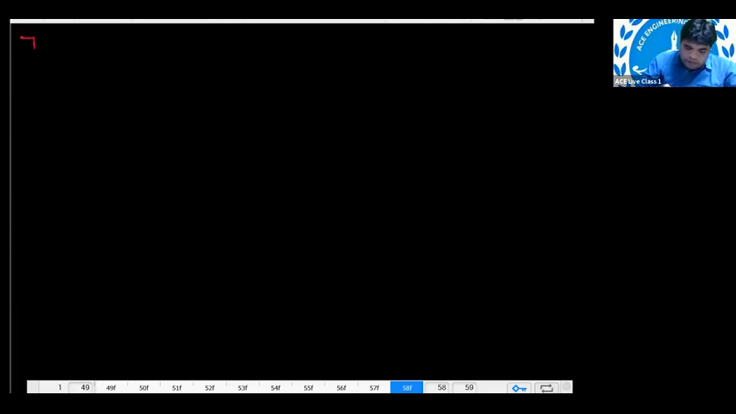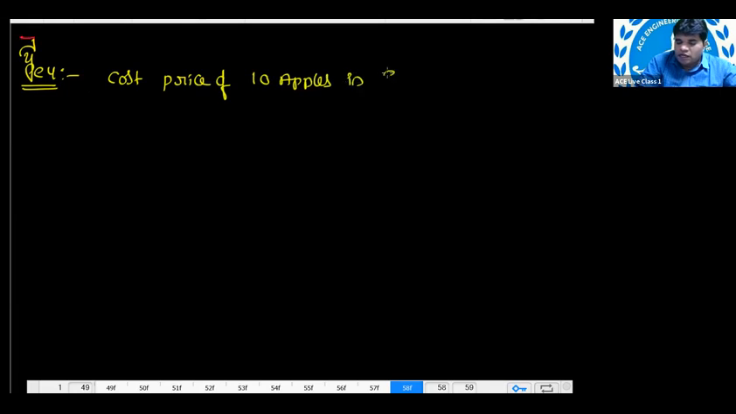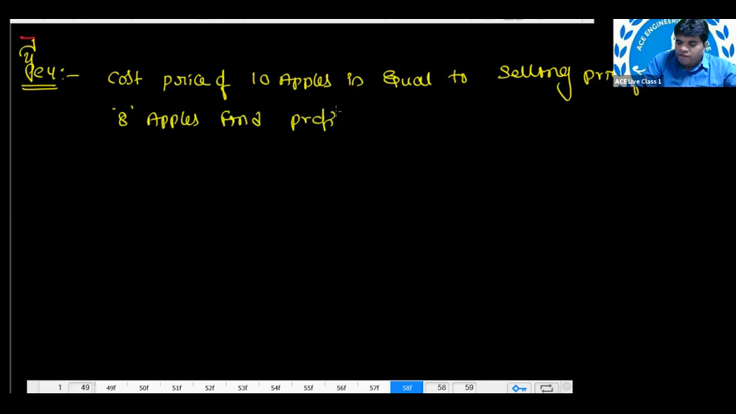Type 4. Cost price of 10 apples is equal to the selling price of 8 apples. Find the profit or loss percentage.